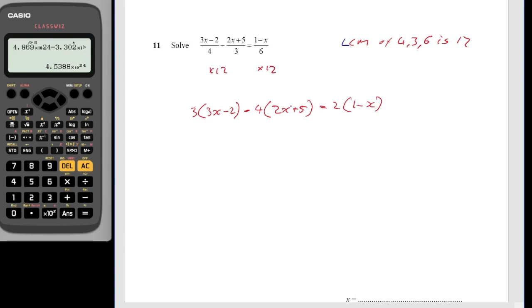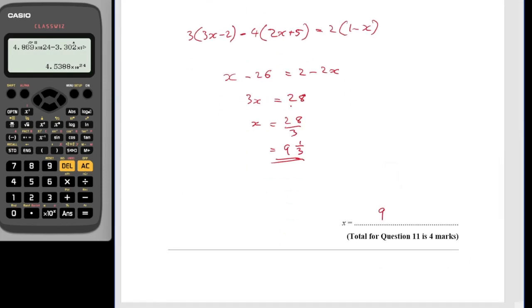Okay, I can't see any particular shortcuts, so I'm going to have to multiply these brackets out. We'll do it as a single step though: 9x minus 8x will just leave us with x, and then minus 6 minus 20 is going to be minus 26, and that's going to be equal to 2 minus 2x. So take x over to the left this time, so 3x is going to be equal to 28. So divide both sides by 3, x is going to be equal to 28 over 3, which is 9 1/3. So x is equal to 9 1/3.